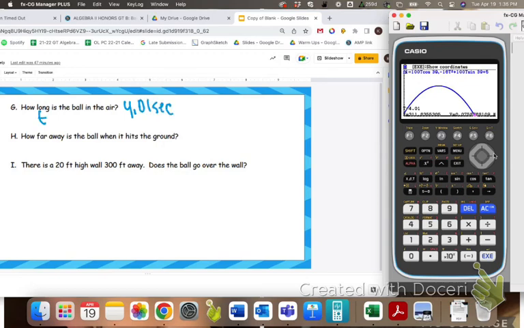All right, how far away is the ball when it hits the ground? So at this point, what's our x value? So our x value at this point is 311.64.